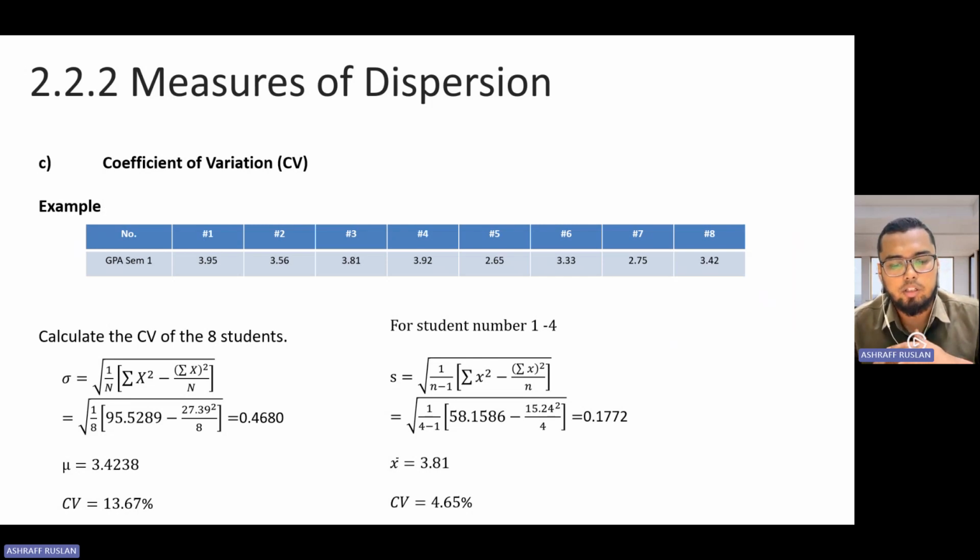However, if the question asks us to find the coefficient variation only for student number 1, 2, 3 and 4, it means that kita telah menggunakan kaedah sampel, iaitu sebahagian sahaja. So that's why lah kita gunakan formula standard deviation of sample here. Kalau kita tengok dekat calculate the CV for the 8 student ni, kita gunakan formula variance of the population, standard deviation of the population. Okay.